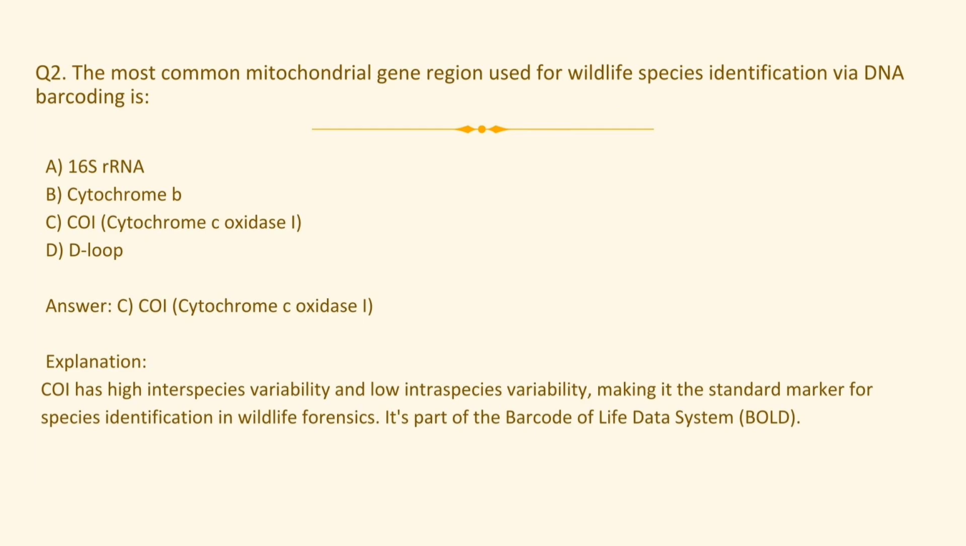Second, the most common mitochondrial gene region which is used for wildlife species identification via DNA barcoding is? Answer is COI. COI shows clear differences between species but very little variation within the same species. Now, this makes it ideal for species identification and is why it is used in the Barcode of Life database.